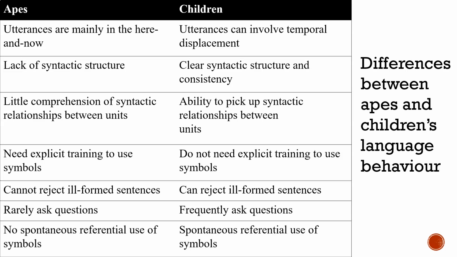Apes have little comprehension of syntactic relationships between units. Similar to syntactic structure, children have the ability to pick up syntactic relationships between units, meaning when they produce something, they know they need to say "Asha wants banana." So that's related to what we discussed before in terms of syntactic structure.